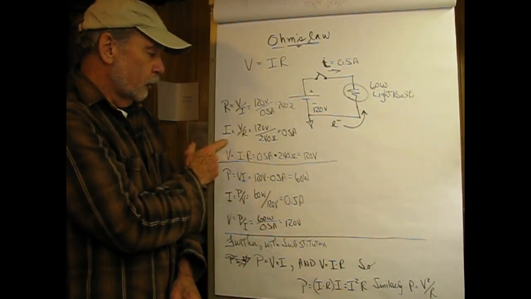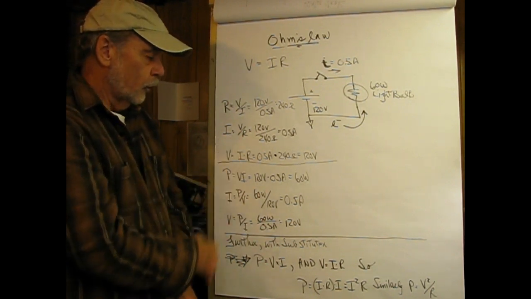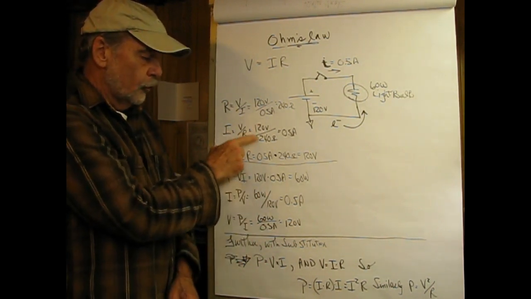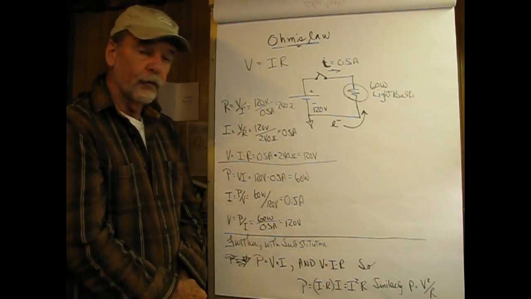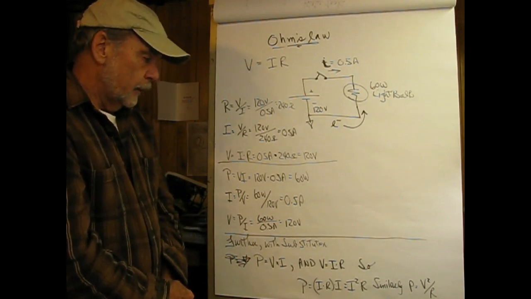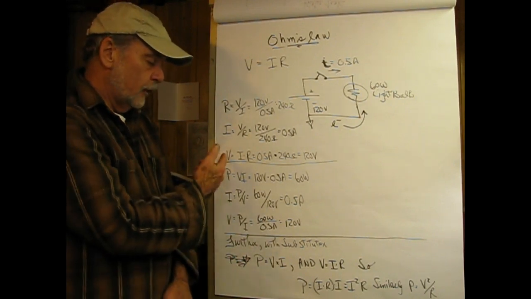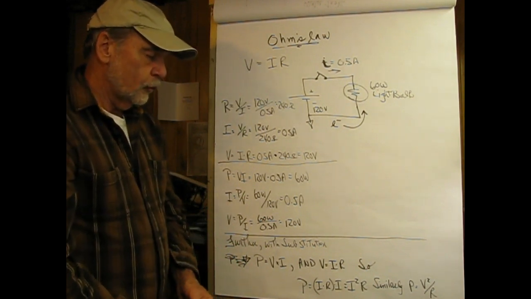Likewise, if we wiggle this around a little bit, we'll talk about the current flow being equal to the voltage over resistance. So 120 volts divided by the hot filament resistance of 240 ohms equals 0.5 amperes. And then we could also say, of course, that V equals I times R, which equals 0.5 amperes times 240 ohms equals 120 volts.